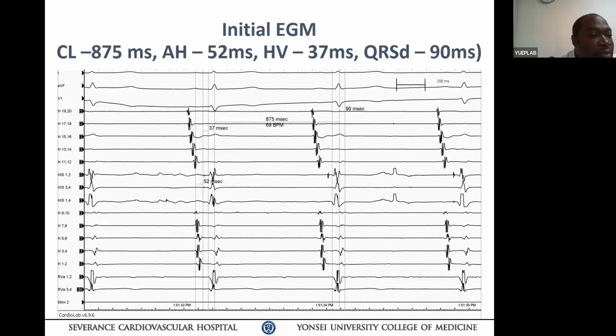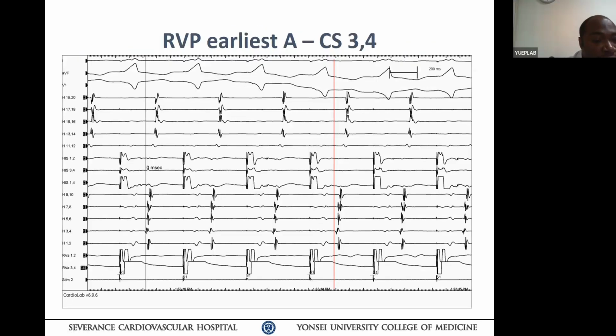So the baseline EGM measurements are as follows: cycle length of 875, AH interval of 52, HV interval of 37, and QRS duration 90 milliseconds. On RV pacing, the earliest A was in the CS. So this line over here marks the earliest A in the HIS bundle, but we see that it's preceded in CS34. That's measured by this red line. So the earliest A is around CS34.